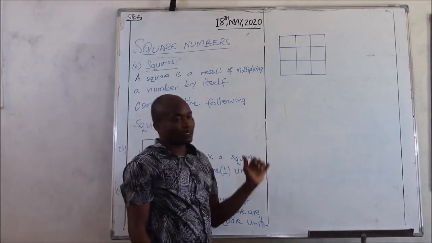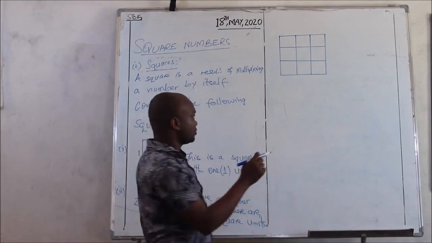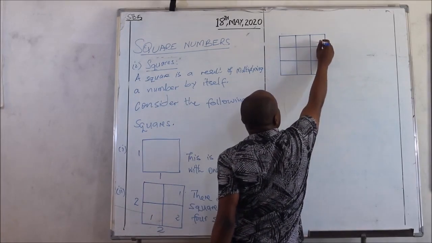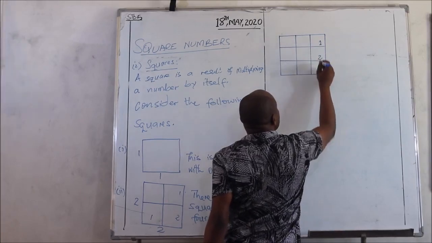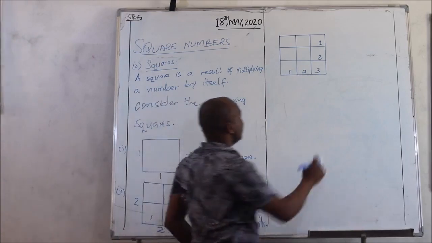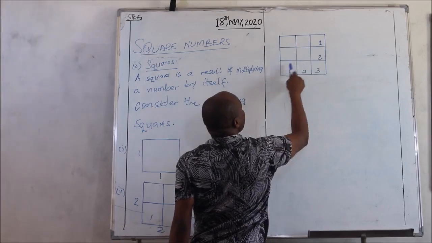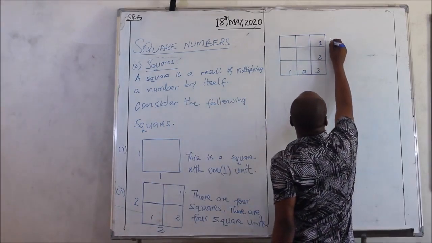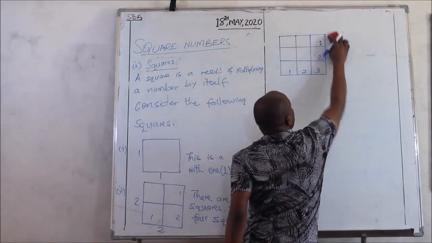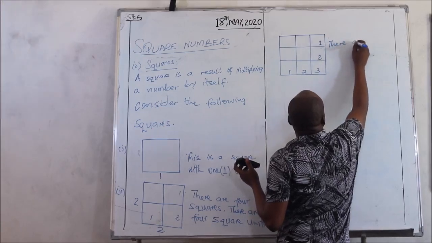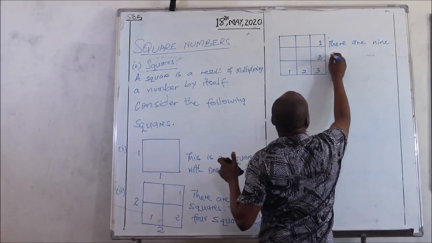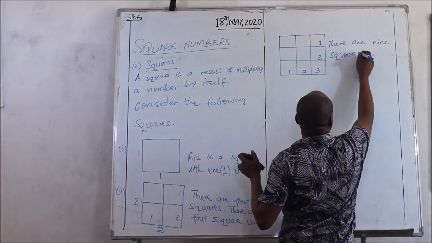From there, we can count together the number of squares that are there. Vertically, there are three squares, that's one, two, three. Across, we have one, two, three. Total number of squares that are there, we can count together: one, two, three, four, five, six, seven, eight, nine. So you can say there are nine squares, which are also called square units.